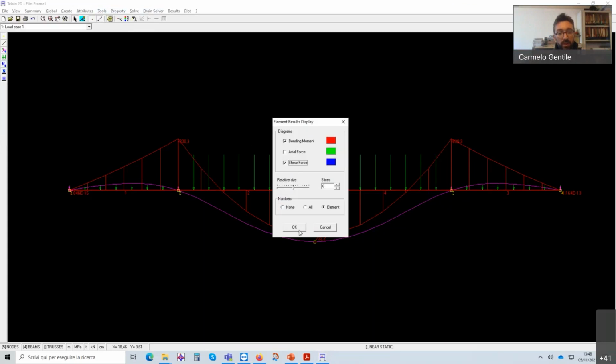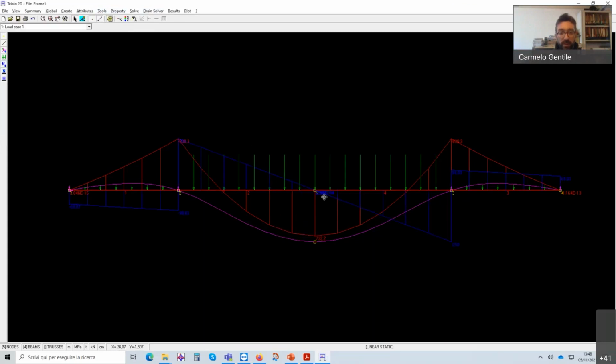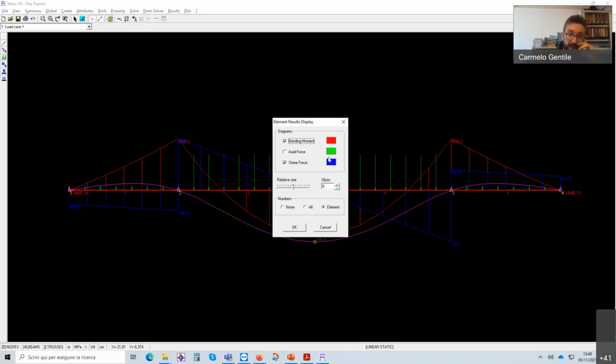Then we can also plot the shear force in order to make some comments. Again, the 0 position of the shear identifies the section where we have positive, maximum or negative or minimum bending moment. In this case, maximum. So we don't have anything else more to say.